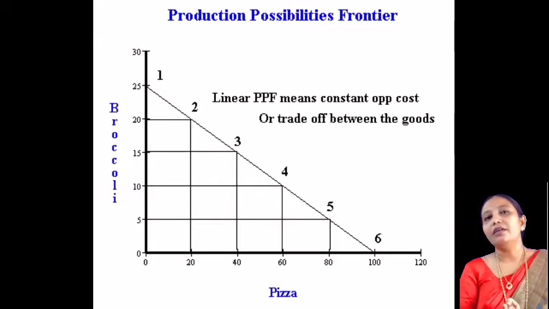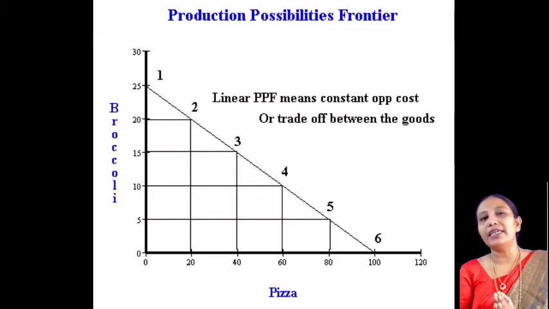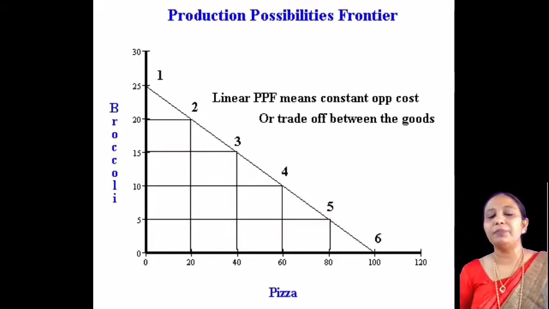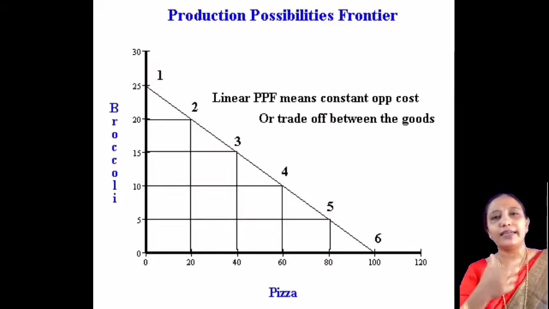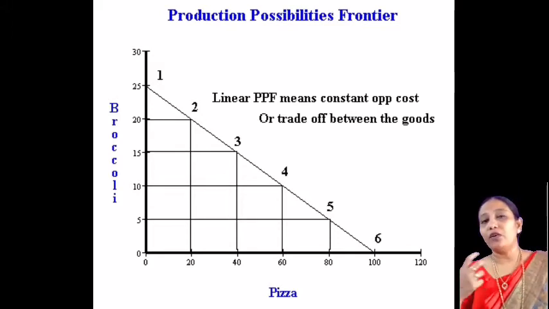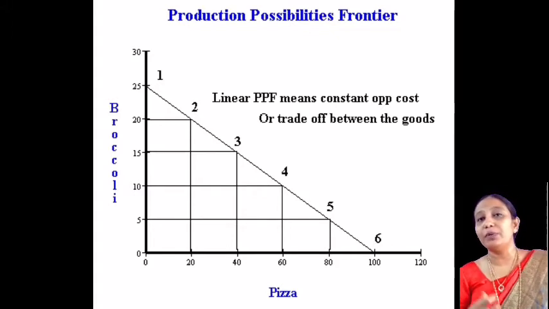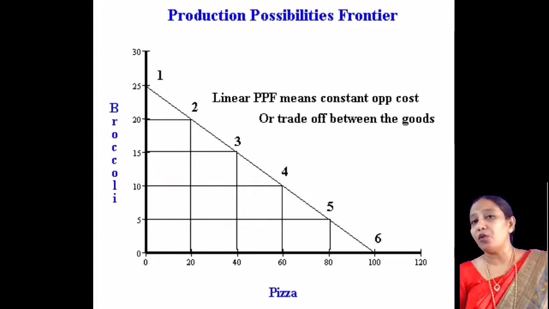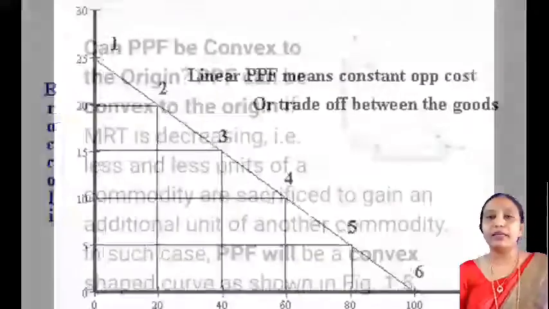But this is not shown in the graphical representation, a PPF in a straight line. It is very rare, okay. To have a straight line, the combination of the alternative goods should be equally efficient for both goods. In that case only is it possible to have a PPF in a straight line.